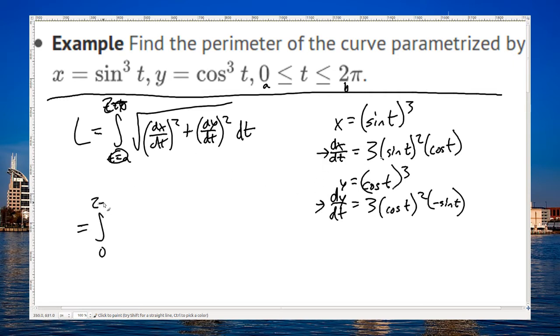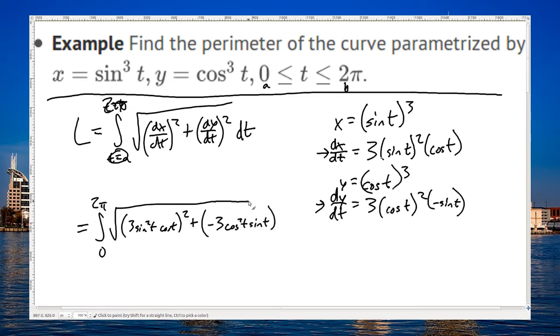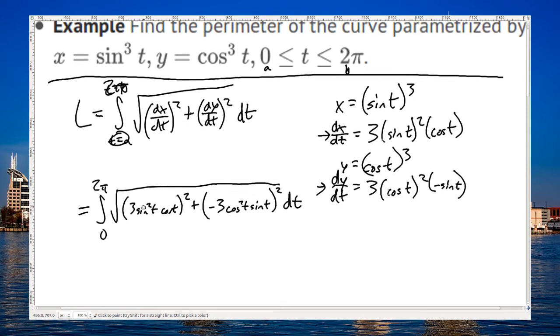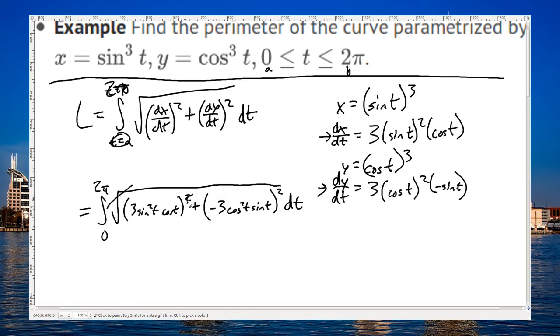So we'll plug in our dx dt and our dy dt into this formula. So we're taking the integral from 0 to 2 pi of the square root. Dx dt is 3 sine squared cosine of t, all squared. And then for dy dt, we have a negative 3 cosine squared sine. First of all, we should make sure we remember we cannot just cancel the square root with the squares. This plus here in the middle prevents that. So we can't make it that simple, unfortunately.